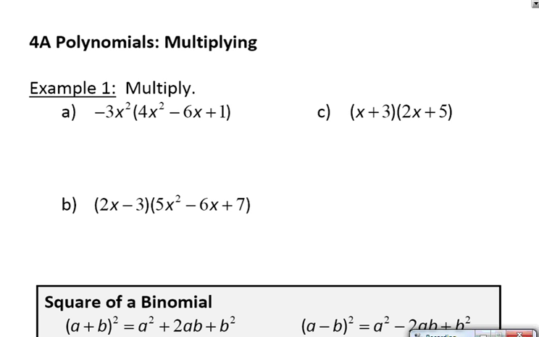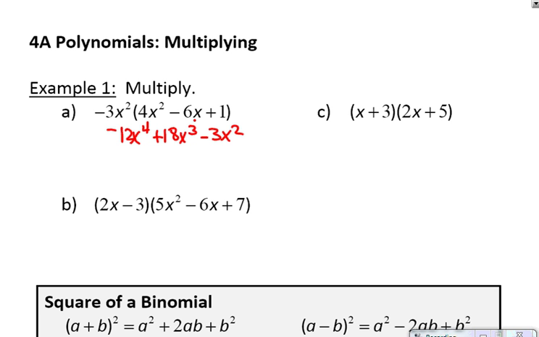So negative 3x squared times 4x squared will give us negative 12, and then x squared times x squared will give us x to the 4th. Then we have a negative times a negative is positive 18x squared times x will give me x to the 3rd power. The negative times positive is negative 3x squared. I would look very quickly and see there's nothing that I could add to combine like terms.